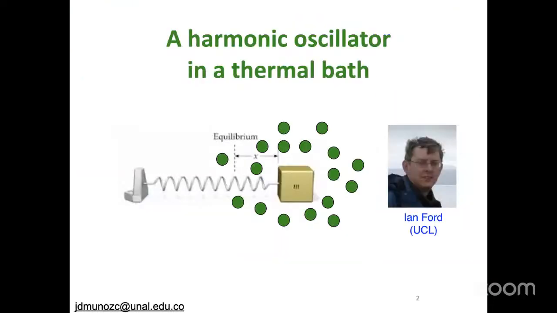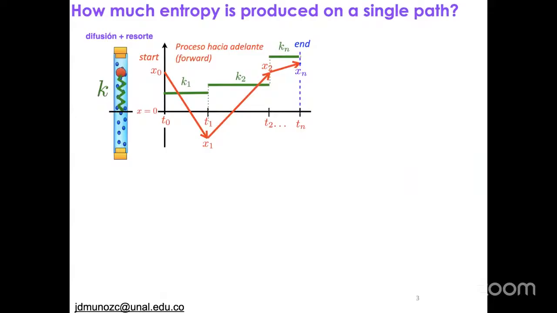To explain what the cross relationship is, I will use a pedagogical view introduced by Ian Ford from University College London. And it's very simple. What we have to use is a harmonic oscillator, a mass plus a spring on a thermal bath, and that's all. So what is the idea? In the overdamped limit, you only have the position. So the position is the only canonical variable, and the spring constant is the only thing you can change to make work.